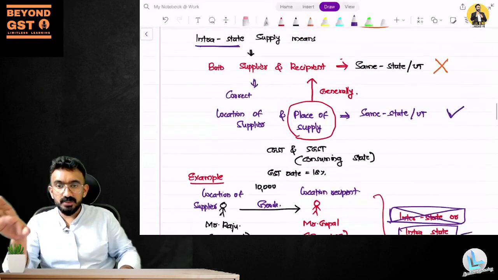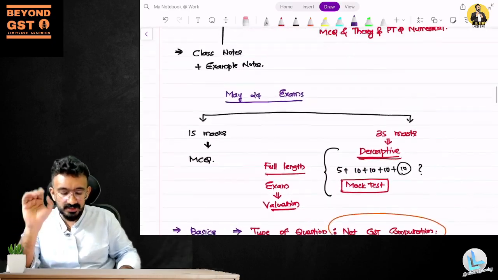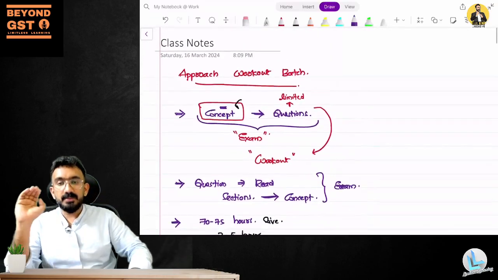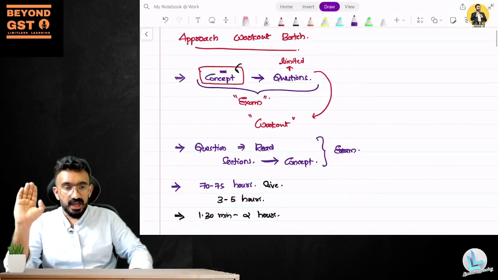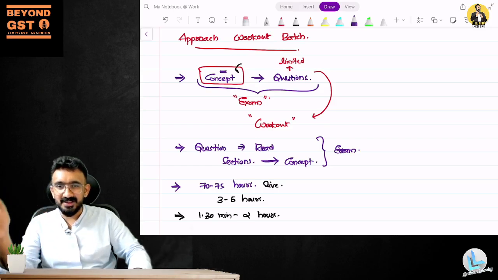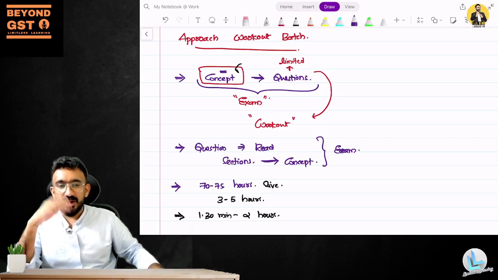We're going to start with value of supply. Okay, that's our next discussion. I'm going to discuss a new chapter called value of supply, but I'm not going to discuss that now. I'll do it in the next session because quite a number of students are asking me that they are not able to join and things like that. So I'll sort that first.